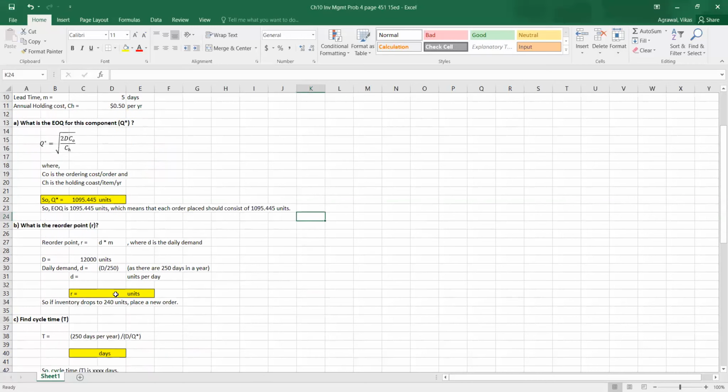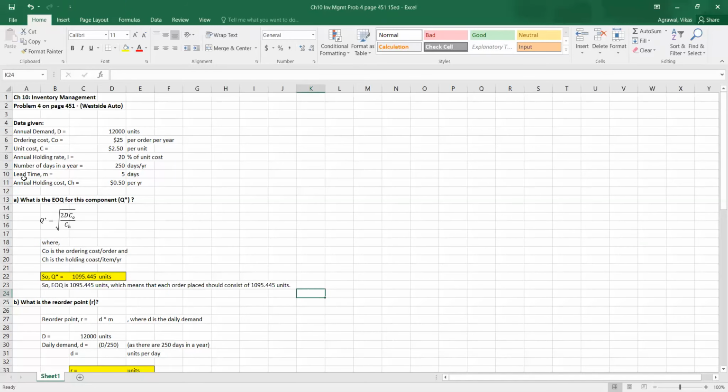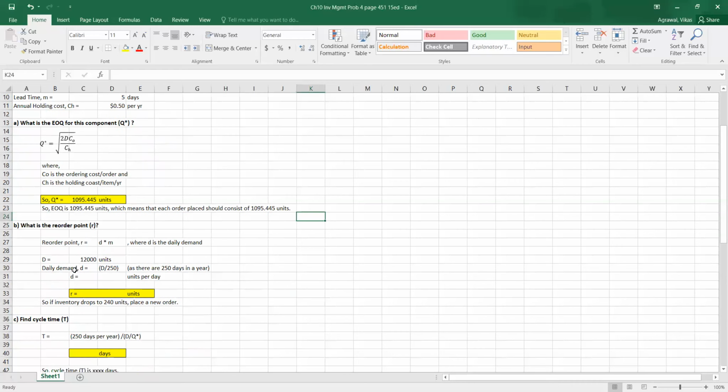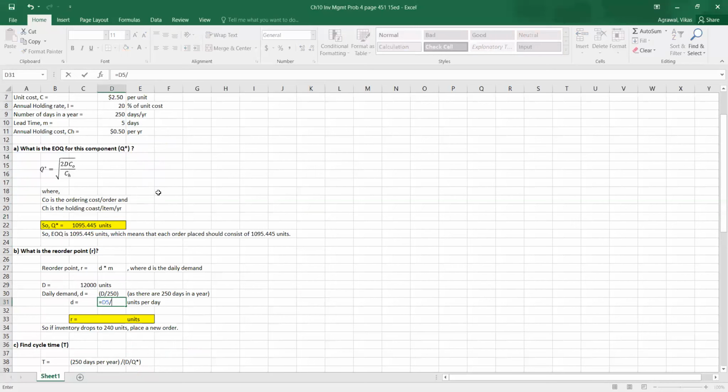Okay, so the second question here is, what is the reorder point? When should you place the order? So the reorder point, which is R, is given by daily demand times lead time, where d is daily demand, and M is the lead time as given here. We can calculate the daily demand by dividing the annual demand by the number of working days, which is 250. That's my annual demand divided by 250, which gives me the daily demand. And so every day I'm consuming 48 components.